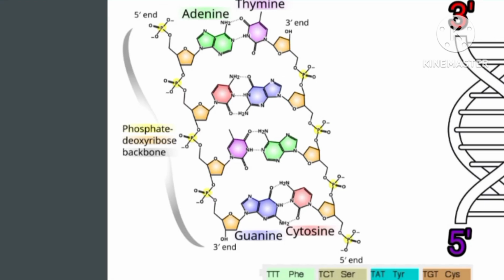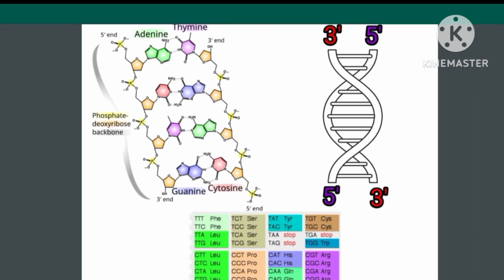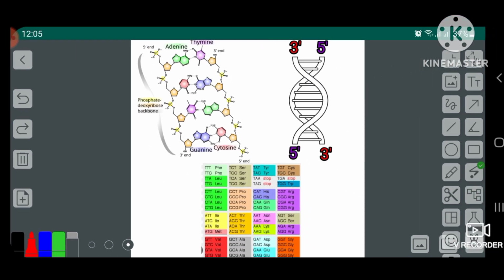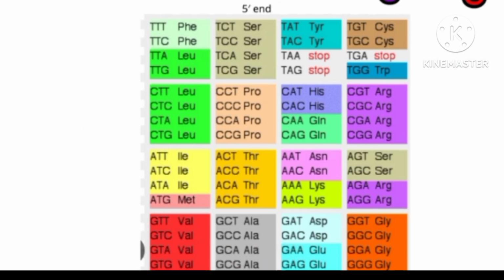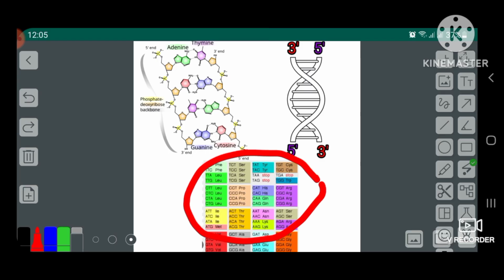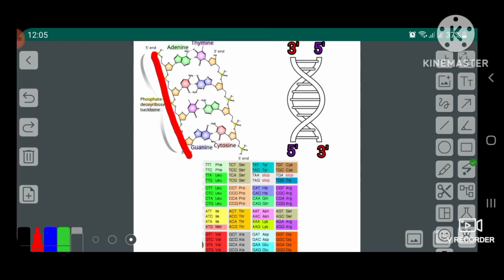Free 3' hydroxyl end is called the 3' end. Free phosphate end is called the 5' end. In DNA, we know there are two strands. There are 64 genetic codes where 3 are stop codons and the remaining 61 code for 20 amino acids. The strand that contains these genetic codes is called the coding strand. The direction or polarity of the coding strand is 5' to 3'. It means the coding strand runs from 5' to 3'.